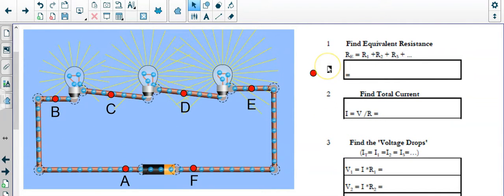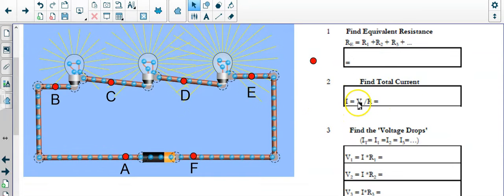The first thing we want to do when we see a series circuit is find something called the equivalent resistance. The equivalent resistance is simply the sum of all of these resistors, and we look and see how it acts as if it was just one resistor. And that one resistor will let, in step 2, a total amount of current flow through.